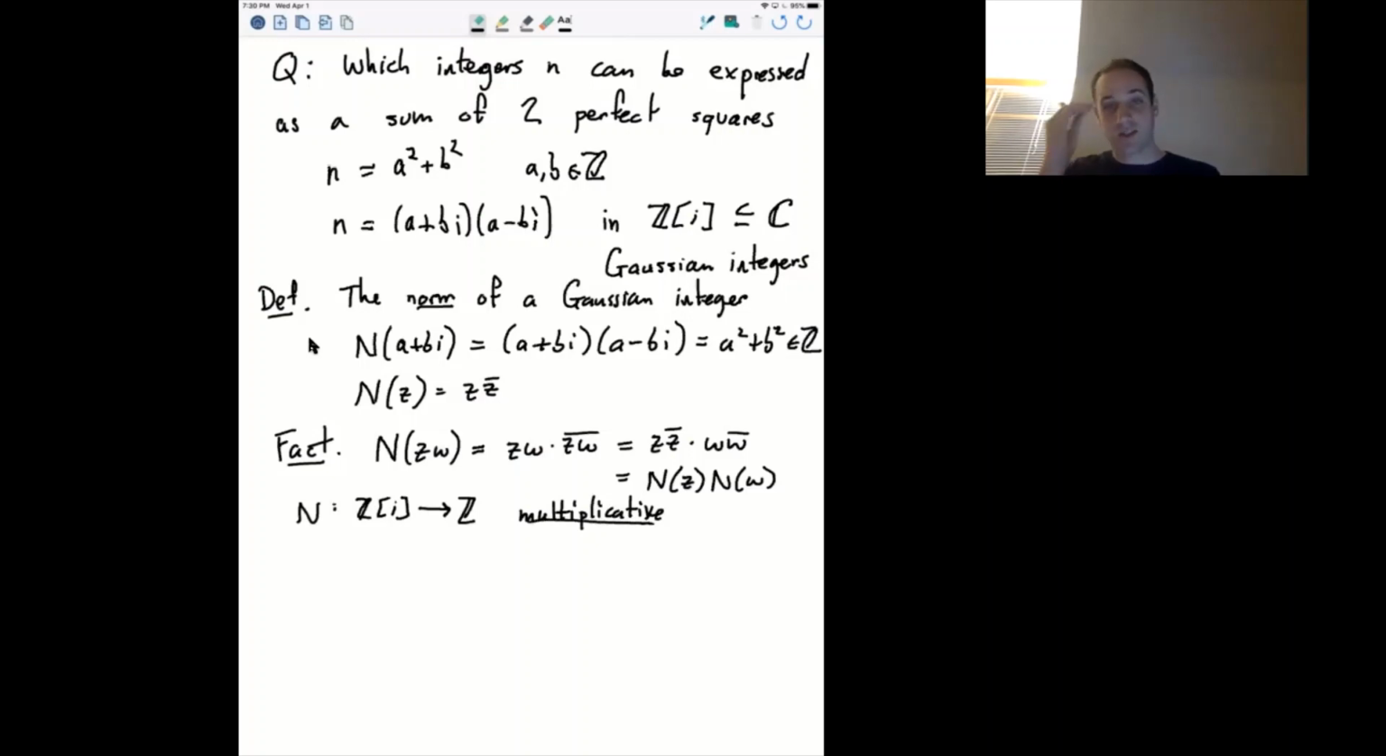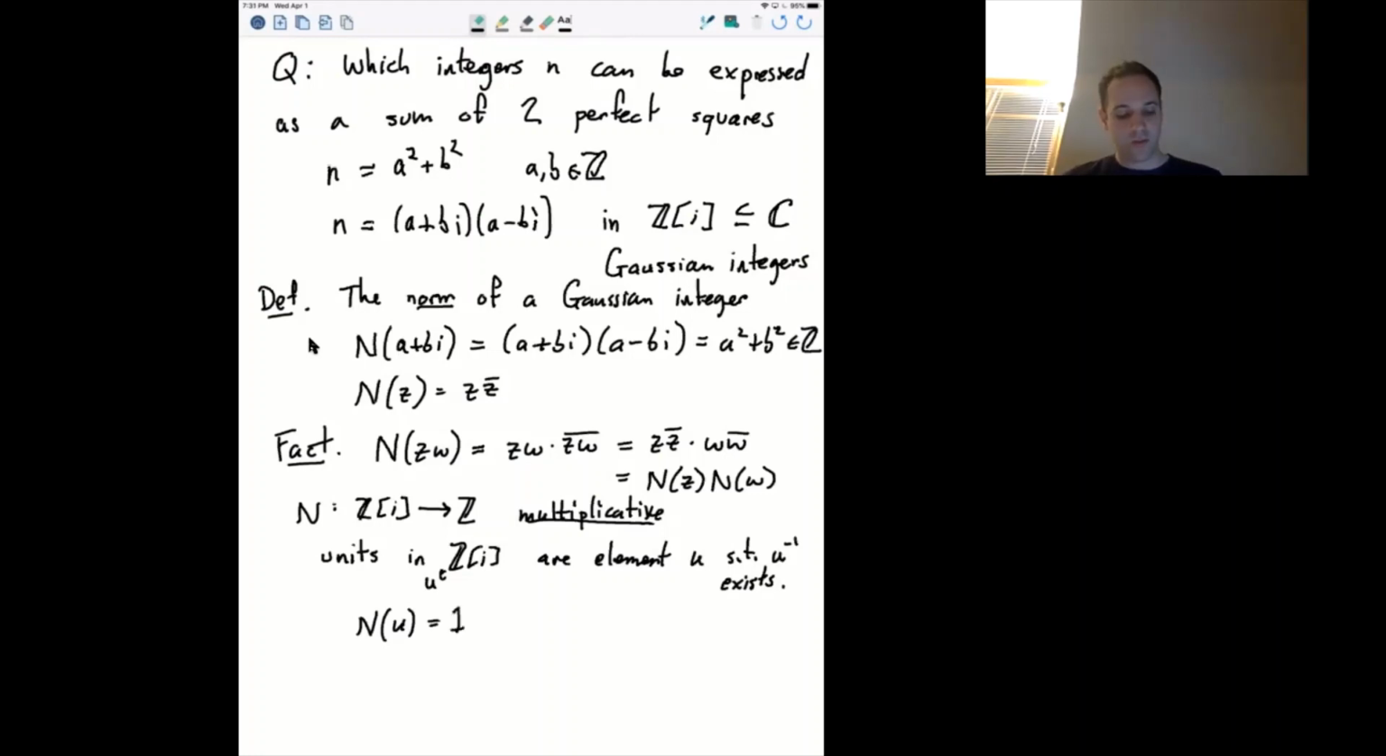Okay, so one consequence of this multiplicativity is that if you have a Gaussian integer and you want to know if it's invertible, then it had better be invertible when you take its norm. So a unit in a ring in general means an element that has a multiplicative inverse. So units in Z[i] are elements u such that u inverse exists in Z[i]. So if you have a unit in Z[i], its norm had better be a unit in Z by the multiplicative property. The only units in Z are +1 and -1, but -1 is never a norm because it's negative. So that means the norm of u had better be 1.